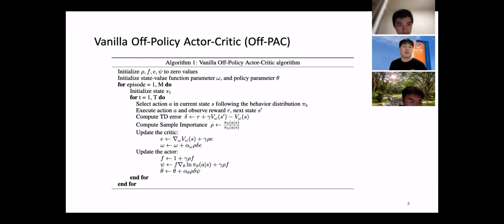Later, we just update the critic and the actor by using the mentioned rules and also the eligibility trace to ensure stability and to ensure the convergence properties. So next, I will hand over to Zihan to introduce the deterministic policy gradient.